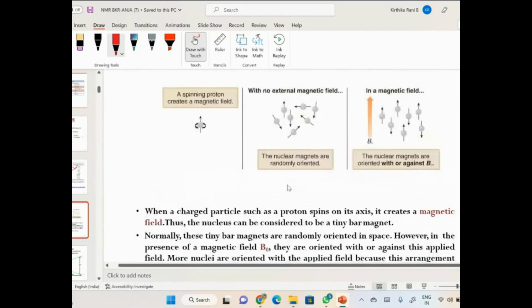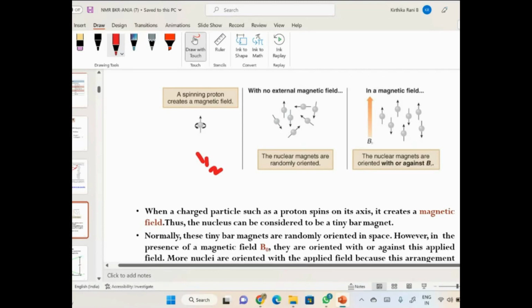Now, as we have seen, a nucleus like a proton creates a magnetic field. Why? Because it has a gyromagnetic ratio, and it also has an I value not equal to 0. It has I equal to half, and it has a spin also. So the spinning charged nucleus will generate a magnetic moment, and this spinning proton creates a magnetic field. It behaves like a tiny bar magnet.